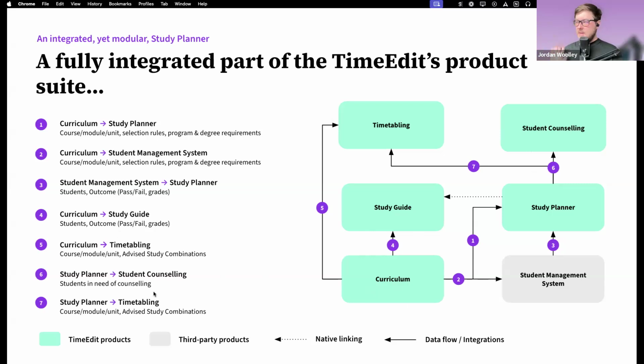Similarly as well, we are able to, because again, these are all TimeEdit pieces, all these green boxes, bring information from our curriculum system into our publishing front end, the study guide. That involves student information potentially, that involves passes and fails potentially, and information flowing directly from there into the timetabling piece. So looking at this whole process, we see this is really closely connected with the scheduling process, right?